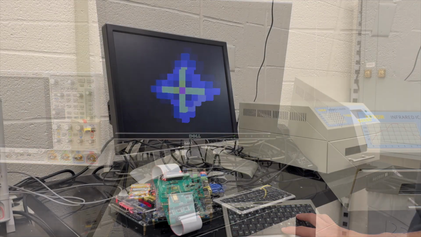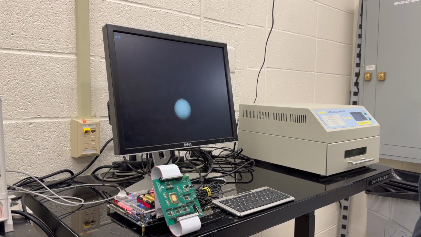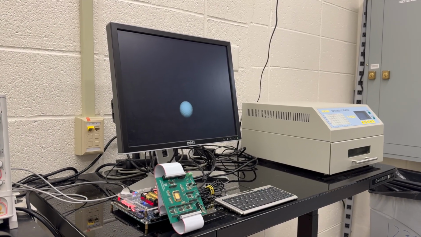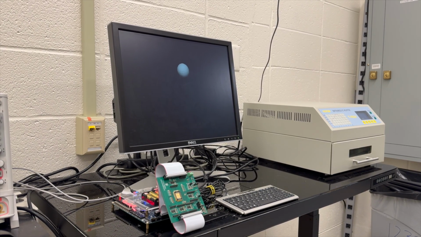Other than rotations, you can also make much more complex animations with translations. So here is a bouncing ball.